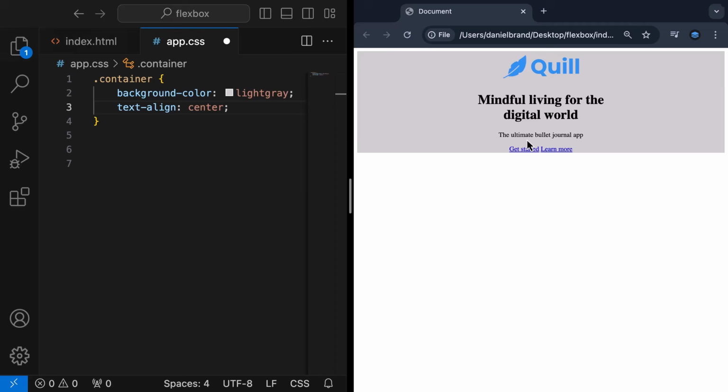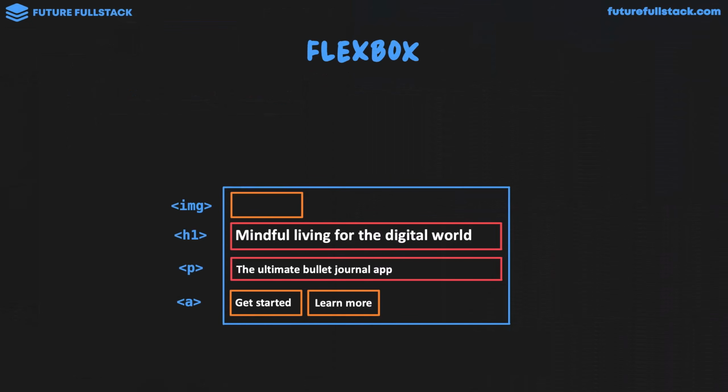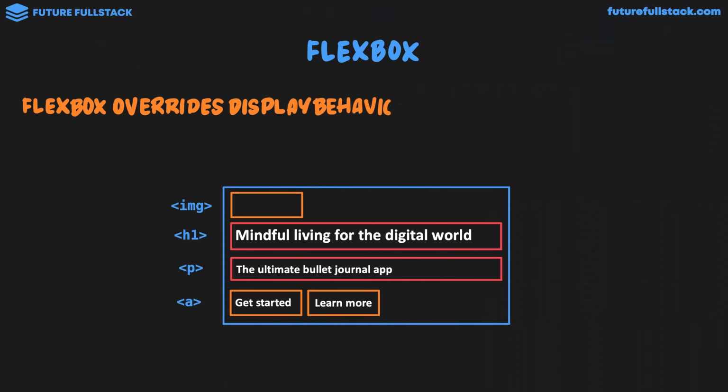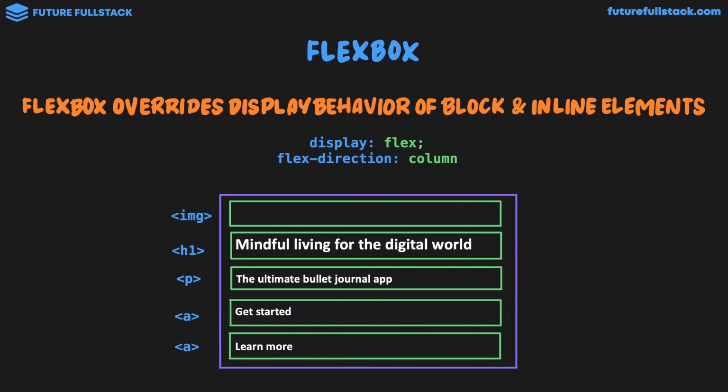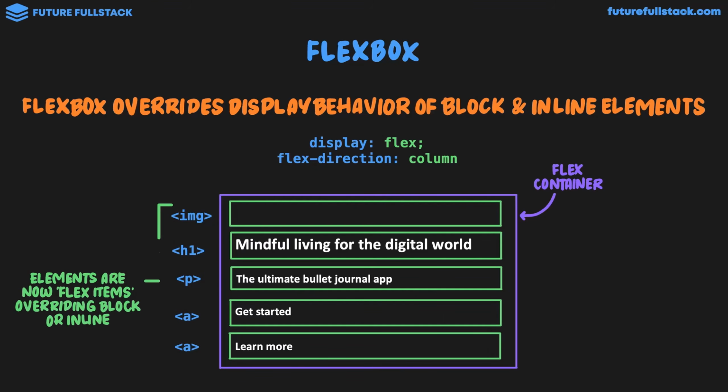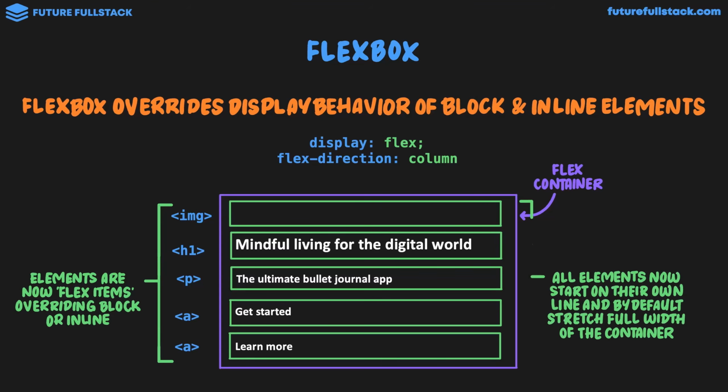Let's now look at how this all changes with Flexbox. Flexbox overrides the display behavior of block and inline elements. By applying the property display: flex to the parent container, it totally overrides block and inline elements. We have our flex container, and the elements are now flex items, overriding the inherent nature of block and inline elements. You can see all elements now start on their own line and by default stretch the full width of the container. So we no longer view our elements as block and inline when inside a flex container.